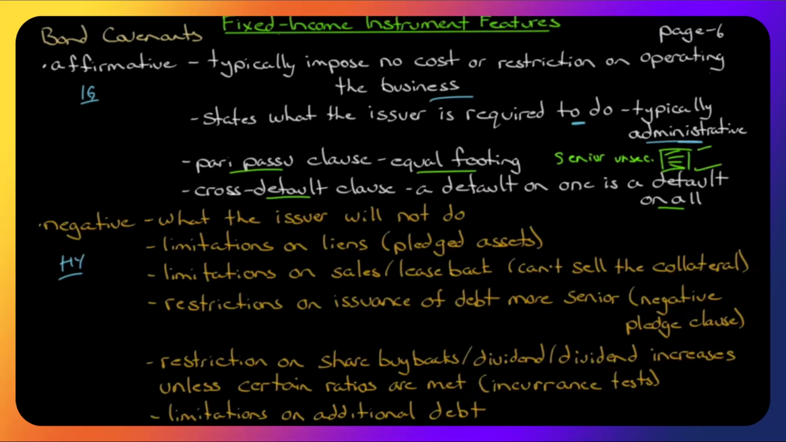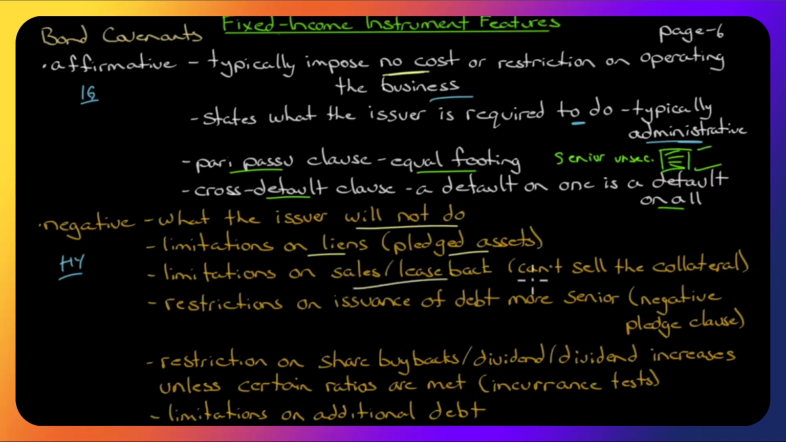Negative clauses. This is usually when you don't have great credit. The market will still lend you money, but we'll say, look, we're going to put some restrictions on you just to be safe. This is about what the issuer will not do. So we can see that it will impose some costs and restrictions on operating the business. Limitations on liens, like pledged assets. So maybe you have a secured bond, you're a high yield issuer, and maybe in that bond it says you will not pledge any other asset for any other debt that you get.